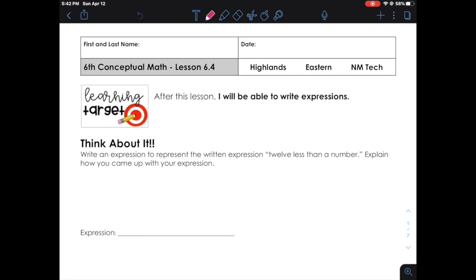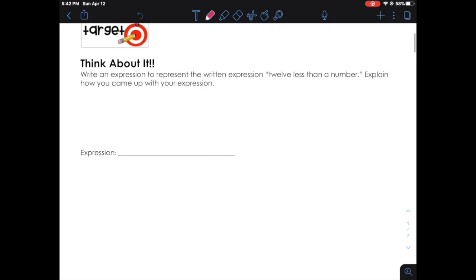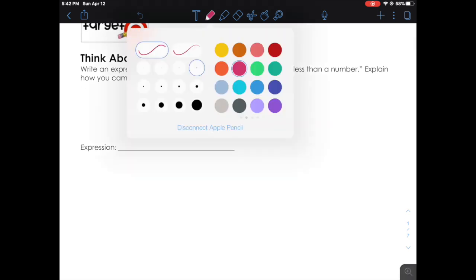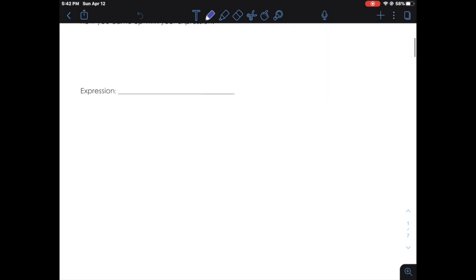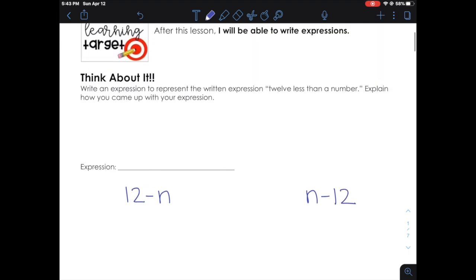All right guys, hopefully you paused your video. So I'm assuming you probably came up with one of two possible expressions. And my guess is that you came up with either 12 minus n or n minus 12. So looking at our text, we know that we have the number 12. And since 12 is standing by itself, we know that 12 is our constant.